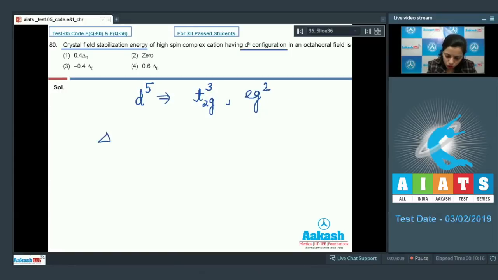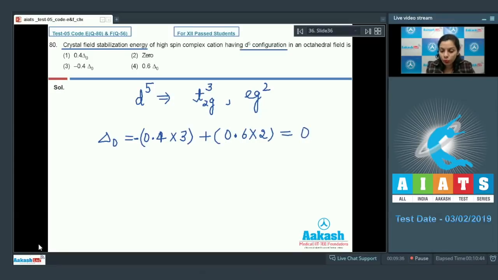And now we need to just find out delta naught. That would be equal to 0.4 into 3, because 3 electrons are there in the t2g level, plus in the eg level 0.6 into how many electrons are there in the eg level? 2 electrons. And if you solve this, you will obtain 0. And we can say that for d5 configuration in an octahedral field, the crystal field stabilization energy is 0. And that's why option 2 is the correct option.